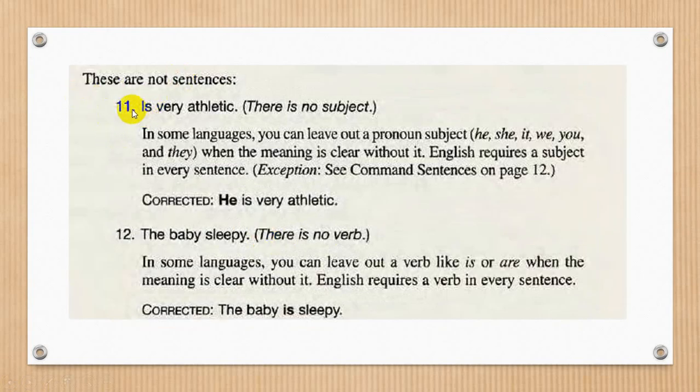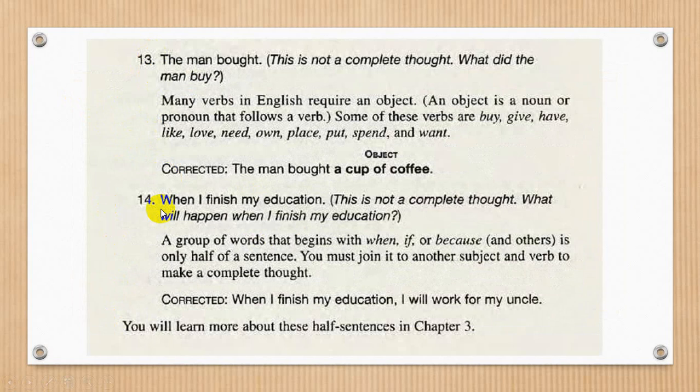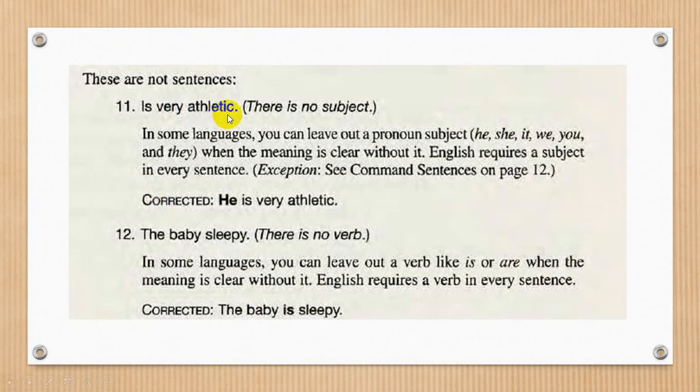But look at this slide. These are not sentences, numbers 11, 12, and also 13, 14. It's very athletic. There is no subject. Who is the very athletic here? In some languages you can leave out pronoun subjects, for example, he, she, it, we, you, and they, when the meaning is clear without it. But English requires a subject in every sentence. In English, we need a subject in every sentence.